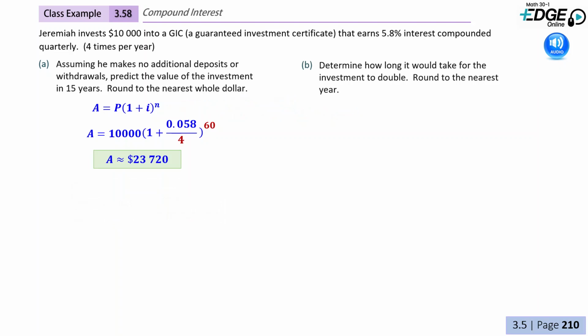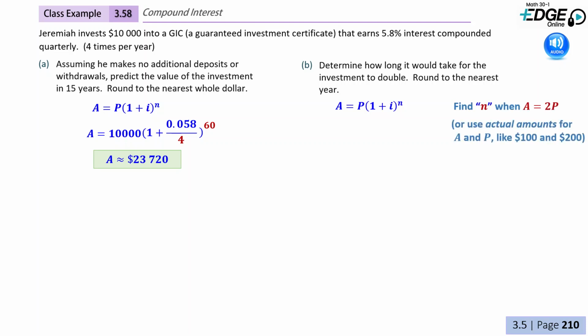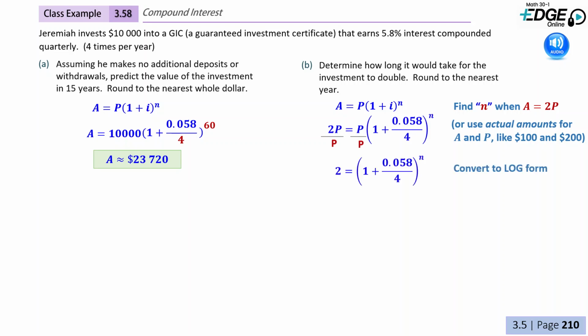Determine how long it would take for the investment to double, rounded to the nearest year. So again, we'll start with our compound formula. And now let's find N when A is equal to double P, or 2P. So we can replace A with 2P, and then we can divide both sides by P. And we get the following equation.